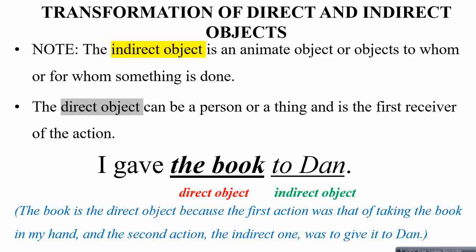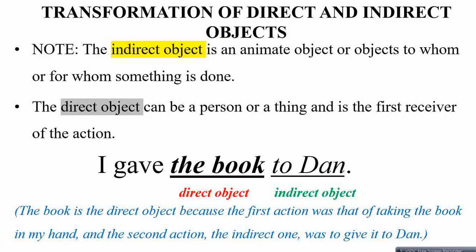On the flip, आपका जो direct object है that can either be a person or a thing. It has no compulsion of one particular kind. It can be a human or it can be a thing. And the second condition is that he's the first one who receives an action. The direct object is the one who is the first one who receives an action. इसको हम further clear करते हैं with an example.